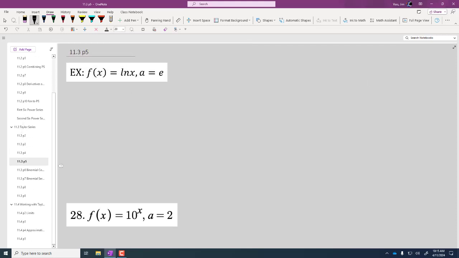All right. You all try one. Write out the Taylor series for natural log of x with a center of e. Find the Taylor series. Maybe I should say build the Taylor series.